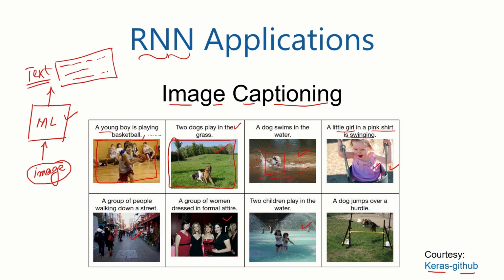You can see the caption for this: two children play in water. It actually came up with the description that this whole scene corresponds to water. First of all, these are two objects. Second, both are kids, they are children. And you can also see a dog jumps over a hurdle. So the model automatically detects that this is a hurdle, that's a dog, and that the dog is jumping over a hurdle.